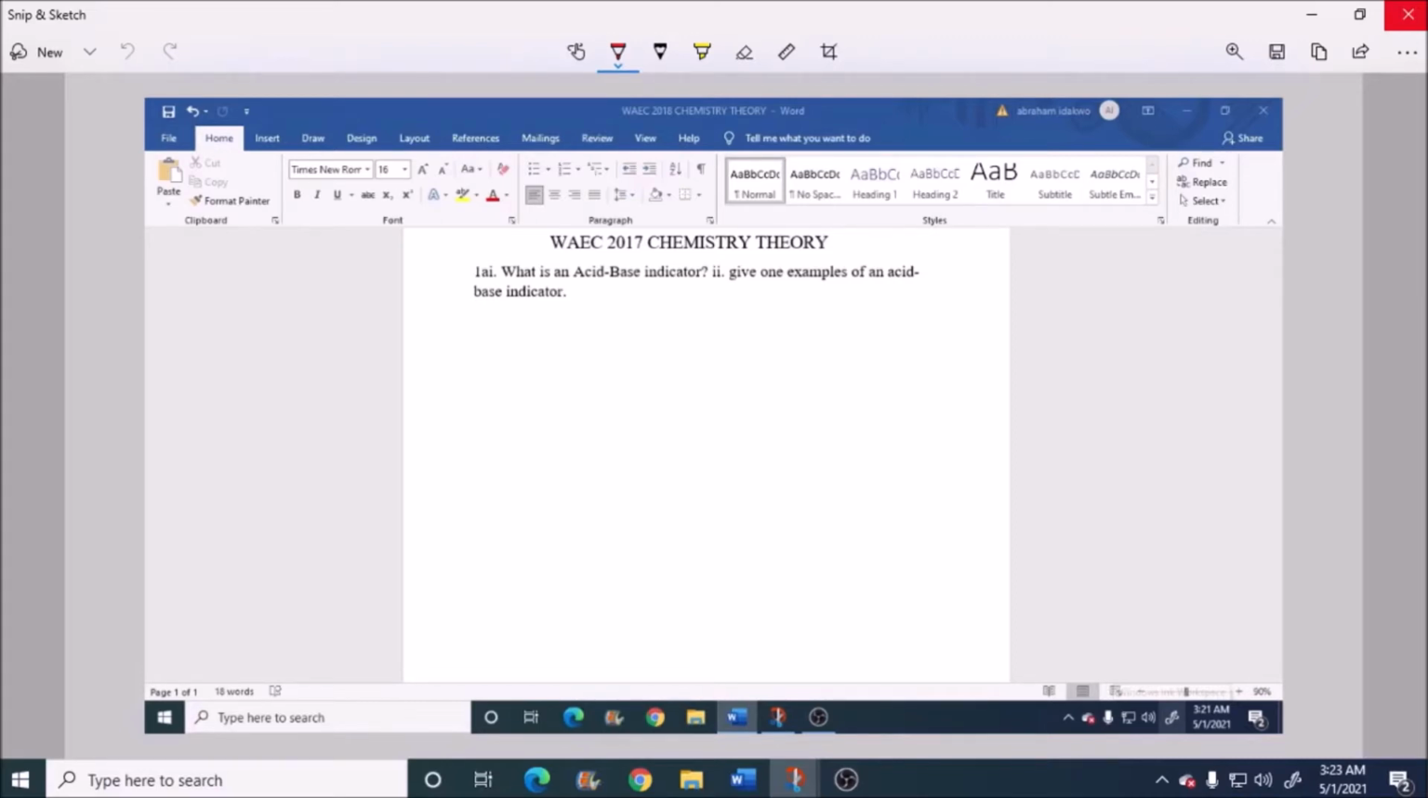The indicators are: number 1, we have methyl orange. Number 2, we have methyl red. We have phenolphthalein as one of the indicators. We have methyl yellow. Then we have methyl violet. Then we have litmus paper or solution. Then we still have bromothymol blue as one of the indicators used. So we can just pick any one out of the listed indicators.